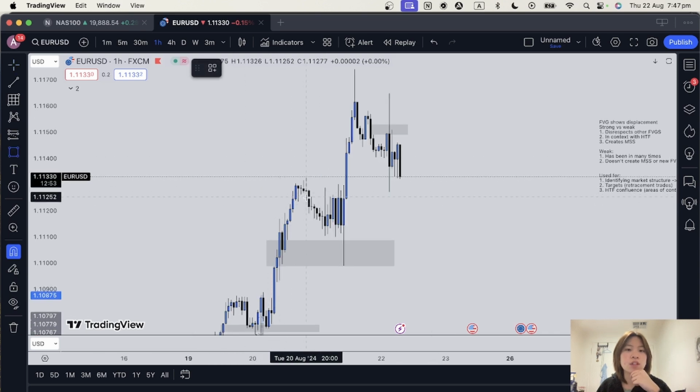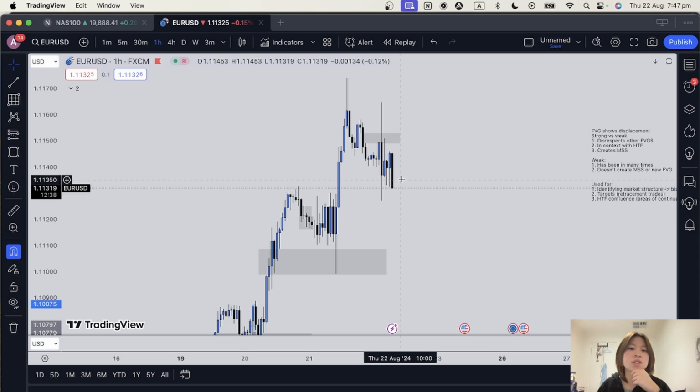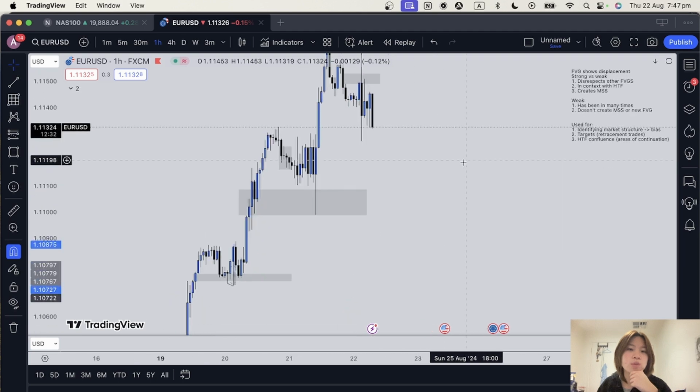Let's say we have a bearish fair value gap here, and we have this bullish fair value gap here. If this bullish fair value gap disrespects this bearish one and it creates a market structure shift, then it is a strong fair value gap. But obviously in this case, as I just said, I'm not very bullish at the moment, just because we are all the way in premium.